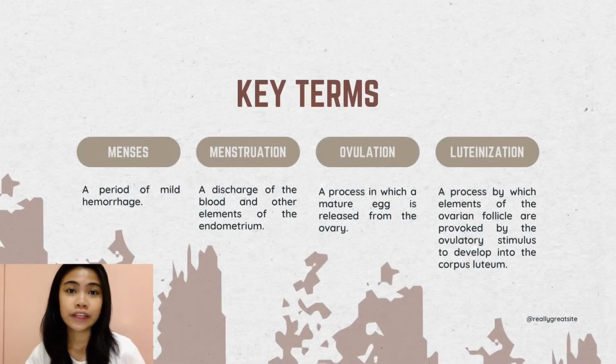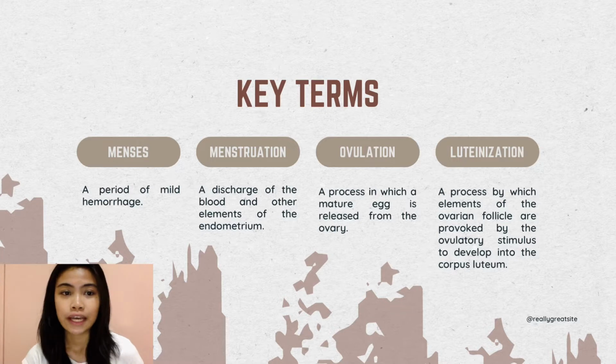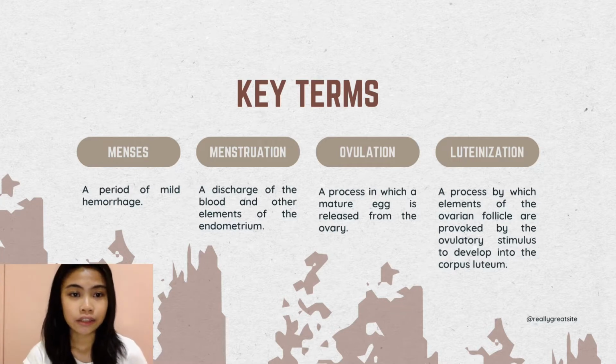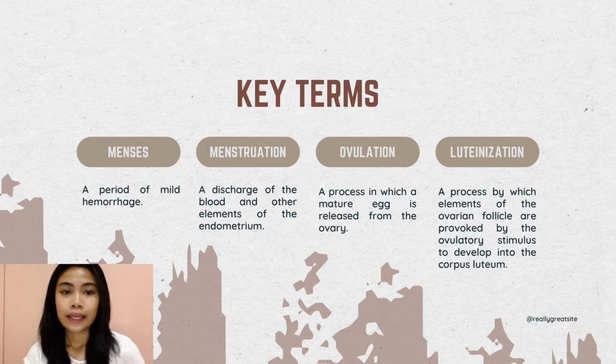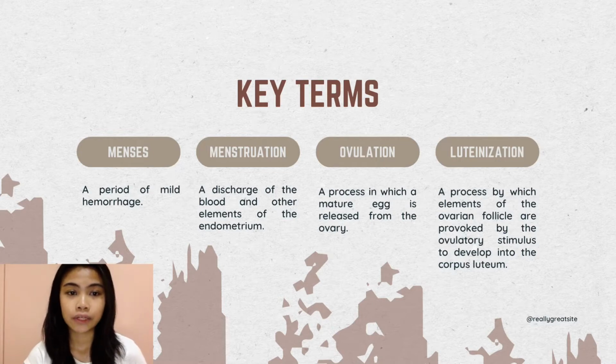So here are some of the key terms to remember before jumping right into the menstrual cycle and ovarian cycle. So first, yung menses. It is a period of mild hemorrhage wherein yung functional layer of the endometrium is expelled from the uterus. Next, menstruation. A discharge of the blood and other elements of the endometrium. Next, ovulation, a process in which a mature egg is released from the ovary.